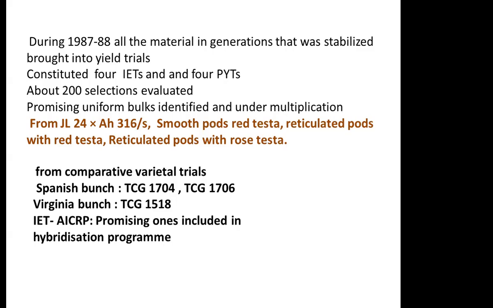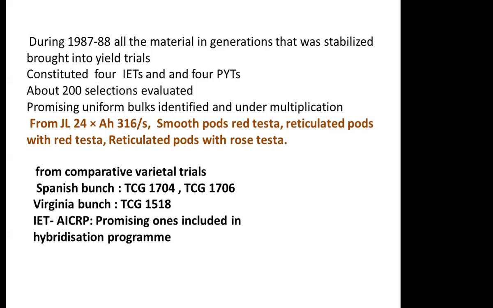JL24 is susceptible to mid-season stress. That is why, in between, once it was popular only in the early 1980s. After that, because of this drawback, it faded away from cultivation. Otherwise it is a very good variety. So our people took that and worked on its improvement. In most of the crosses, they used TMV2 and JL24 only.